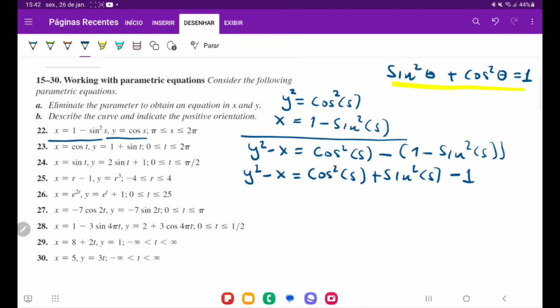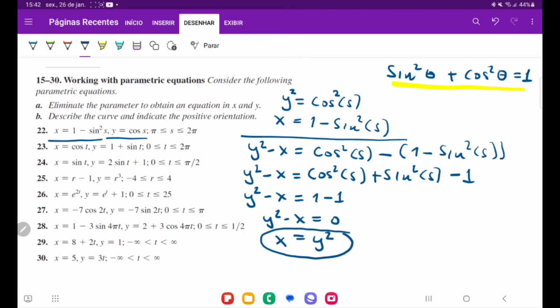And now we're going to apply the identity. So y squared minus x is equal to cosine squared plus sine squared, which is just 1, so 1 minus 1. So y squared minus x is equal to 0. And therefore, if we bring the x to the other side, x is equal to y squared. So we have arrived at our equation.